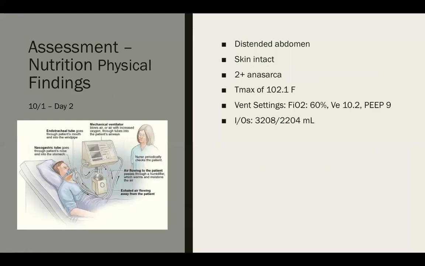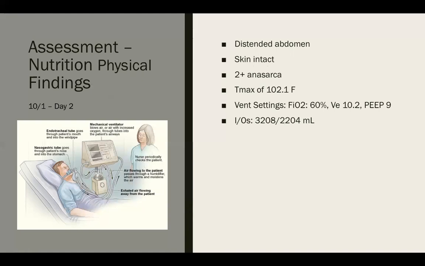Patient has a distended abdomen. Her skin is intact, so there are no wounds or ulcers. She has 2+ anasarca. Her Tmax, which is essentially her highest temperature within the last 24 hours, is important because we use this to calculate needs. Well, actually, we won't use it to calculate needs in this patient because she's obese, so we do it a little bit differently. But if this patient was not obese, we would use Tmax and the vent settings to calculate her needs using the Penn State 2003b equation.